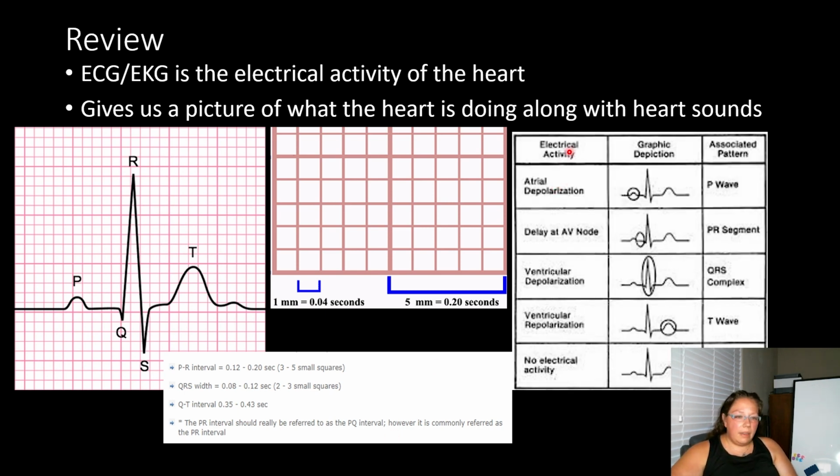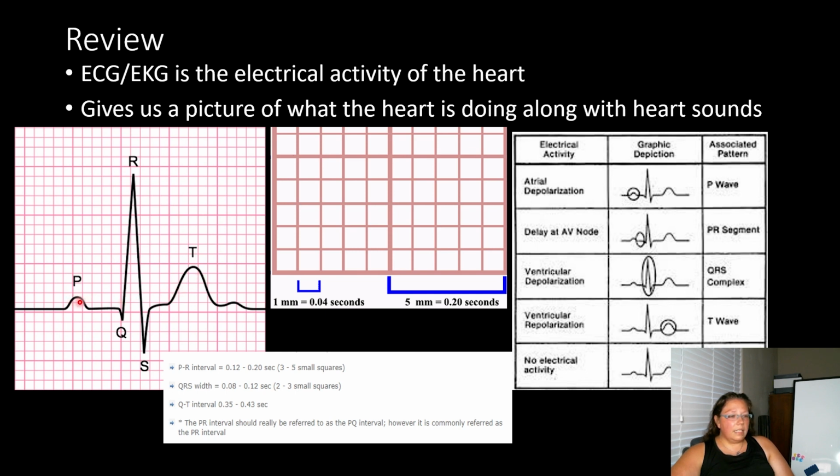Okay, so your P wave is going to mean atrial depolarization. That means that we're depolarizing, we're having atrial contraction, pushing blood into the ventricles. Then we go to our QRS, which is the ventricle depolarization, the bottom part of the heart. It depolarizes, it contracts and pushes the blood out of the heart. Your T wave is repolarization of the ventricles.